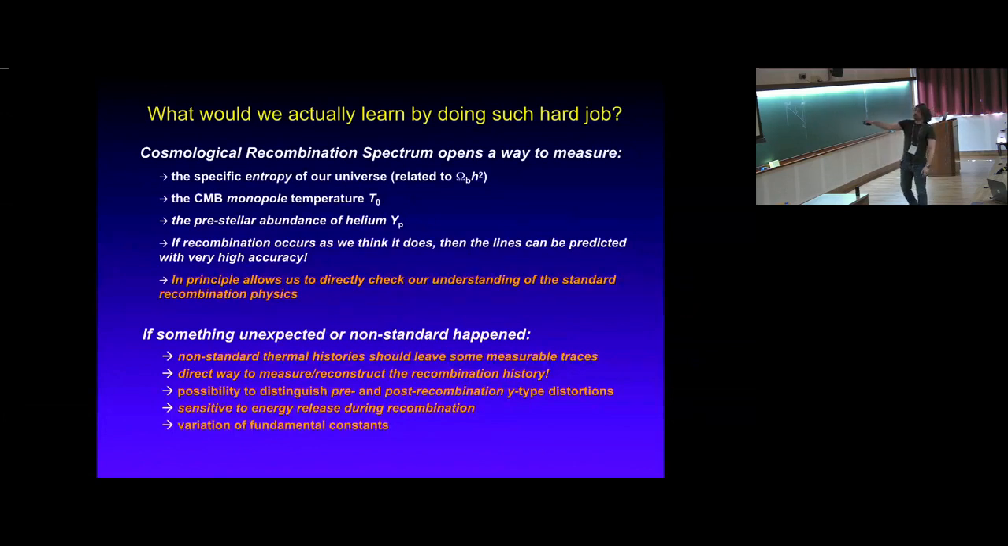And you can distinguish between pre- and post-recombinational Y distortions, because if there's a Y distortion, the Sunyaev-Zeldovich effect at high redshifts, if that is present, it changes the recombination process as well. But I don't have time to go into that. And there's even, of course, the possibility of fundamental constants varying, which change the energy levels or the transition rates, and in principle that leaves features. So these are all possibilities for exploration, of course.